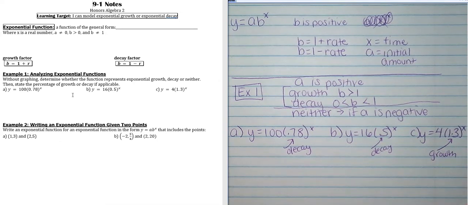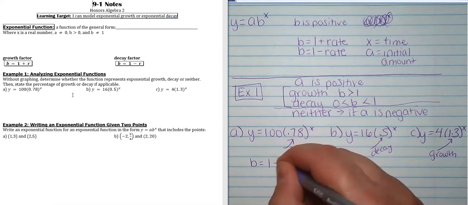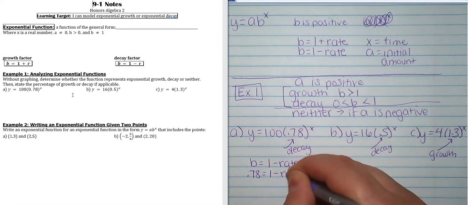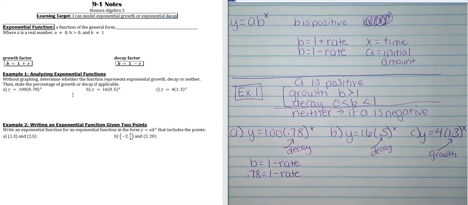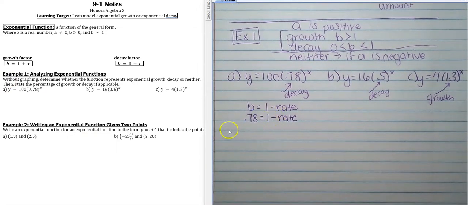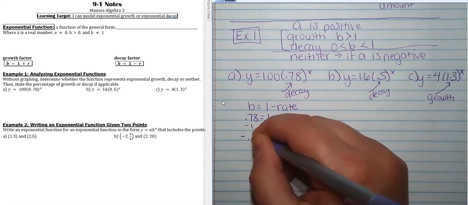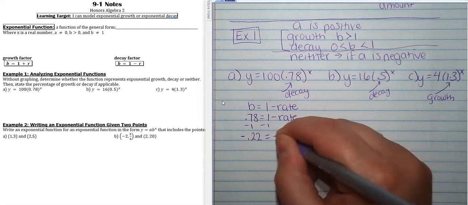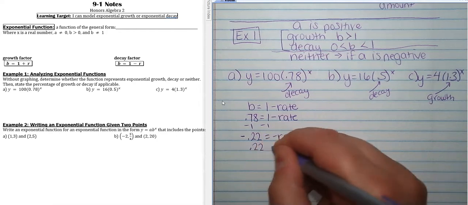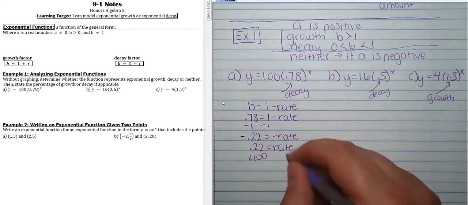Now, what's the percentage? There's a couple ways you can figure this out. If you have decay, you know the b value has to be 1 minus the rate. So you know the b value, and you can sit there and solve that little equation for the rate. And to do that, I would subtract 1 from both sides, and I would get negative 0.22 is negative the rate, and so those two negatives would be canceled out. That's your rate. To convert your rate to a percentage, all we're going to do is multiply by 100.